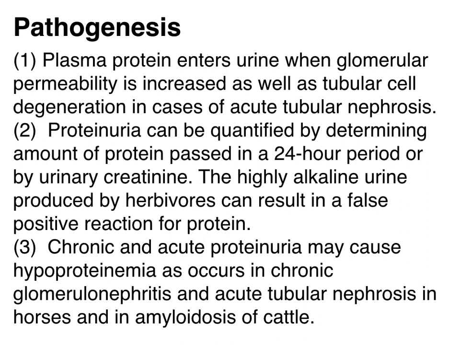Then proteinuria can be quantified by determining the amount of protein passed in 24 hours. دائما تقاس كمية البروتين خلال 24 ساعة أو خلال كمية البول المطروح خلال 24 ساعة, or by urinary creatinine. The highly alkaline urine produced by herbivores can result in false positive reaction for protein. Chronic and acute proteinuria may cause hypoproteinemia as occurs in chronic glomerulonephritis and acute tubular nephrosis in horses and in amyloidosis of cattle.